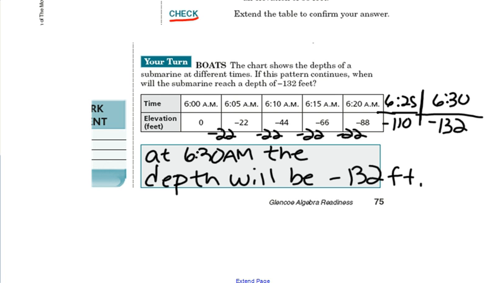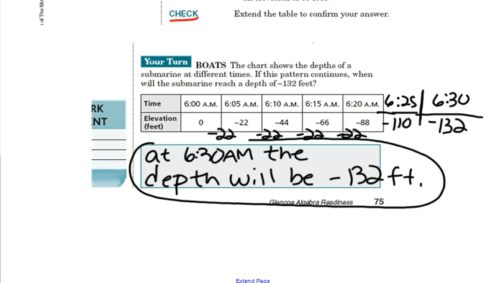Okay, so you'll notice that I have the answer at 6:30 a.m. The depth of the submarine will be negative 132 feet. For this one, we had to actually find two patterns. We had to notice that you minus 22 feet each time. You also had to notice that you went up by 5 minutes in each time slot up here. So notice at 6:30, it's 132. So you had to notice two patterns.